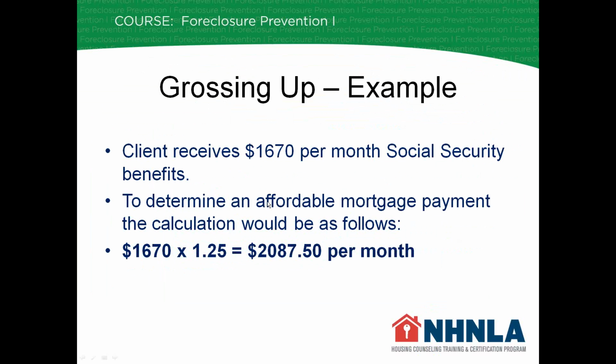Let's do another example just to make sure we got it. So in this example, the client receives $1,670 per month for Social Security. To determine an affordable mortgage payment, the calculation would be as follows. 1,670 times 1.25 is $2,087.50, and that would be the gross income amount that we would calculate for someone with Social Security.